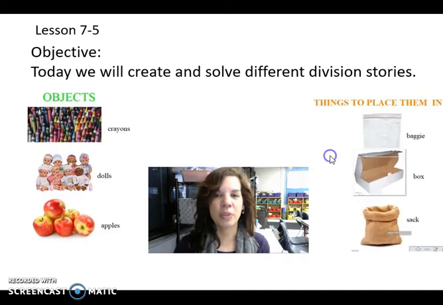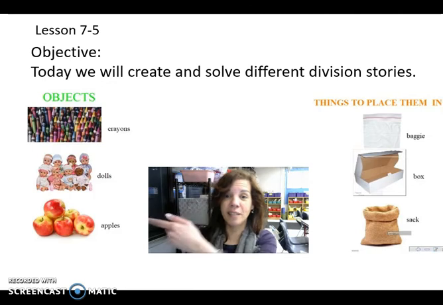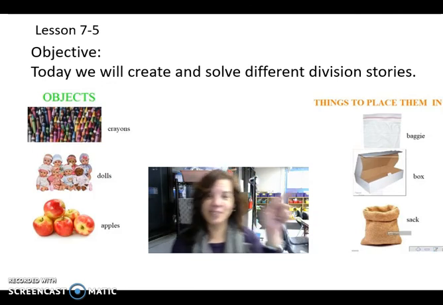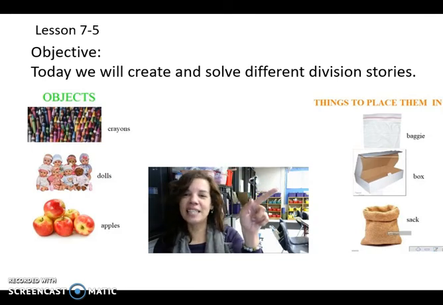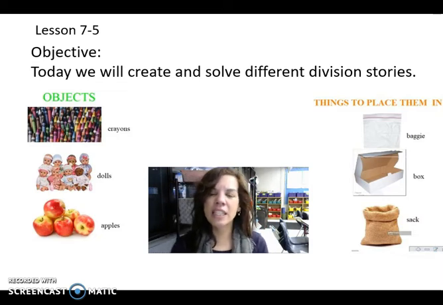The next thing you will need is you certainly need things to place them in. Here we go. Things to place it in. You're going to need a baggie or a box, or maybe there's a sack, un saquito, to put everything in. Okay, so let's give you an example.